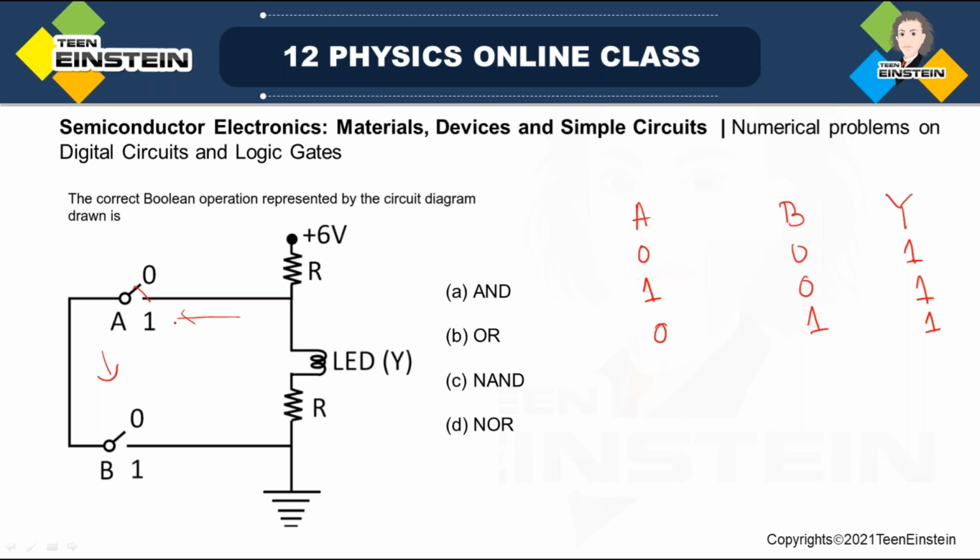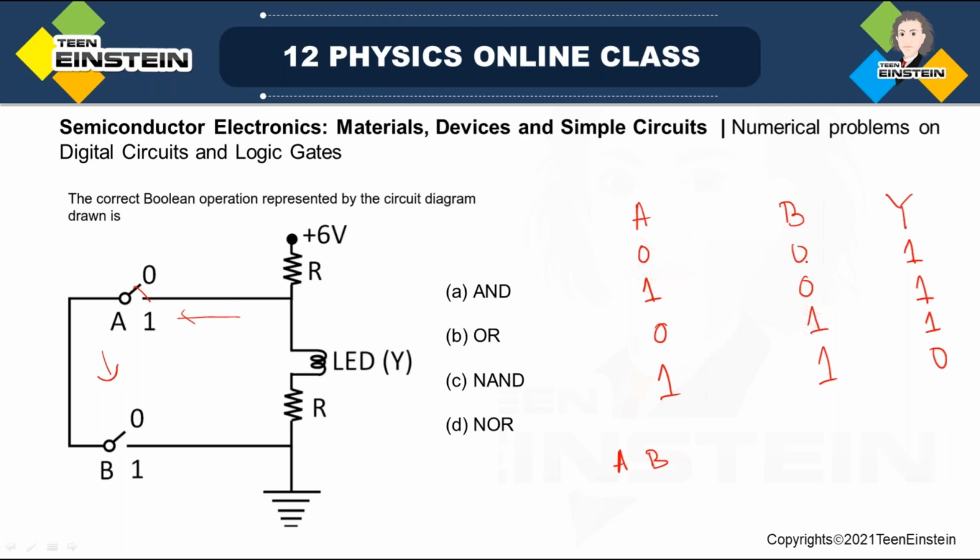Now look, if I make both these things on, then LED will not glow, right? LED will not glow. So look what we are getting here: 0 0. Okay, let me interpret this truth table. This is A and B.